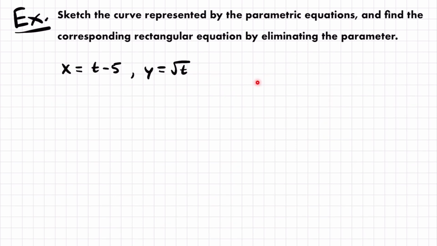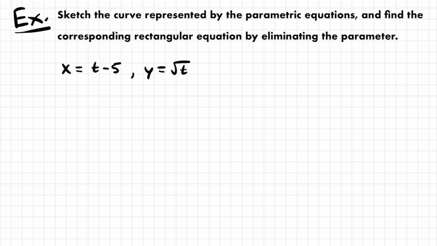All right, so here's our next example. Once again, we want to sketch the curve represented by the parametric equations and find the corresponding rectangular equation by eliminating the parameter. All right, and so in this case, our 2 parametric equations are x equals t minus 5 and y equals the square root of t. Now in this case, we aren't given an interval for our parameter, and so what we have to do instead is determine the natural domain for the values of t.